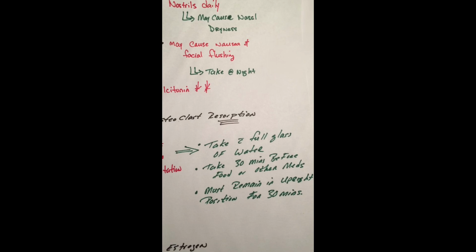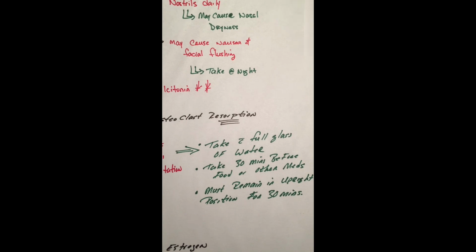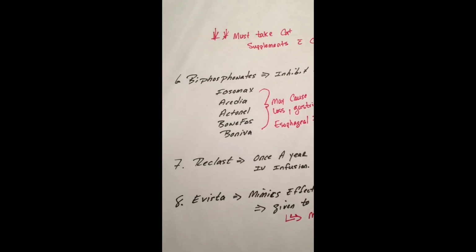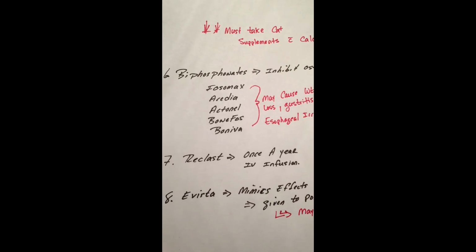And the most important thing of all is that these patients must remain in an upright position for at least 30 minutes. Again, you want to prevent esophageal irritation. You want to prevent gastritis. You can also give something like Reclast. Now, Reclast is a once-a-year IV infusion. I believe this lasts up to 2 years.